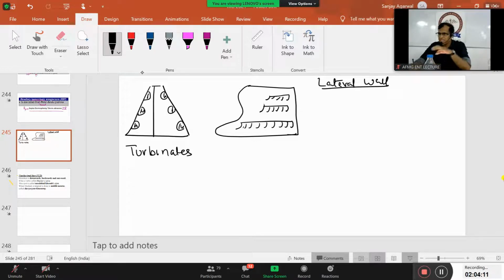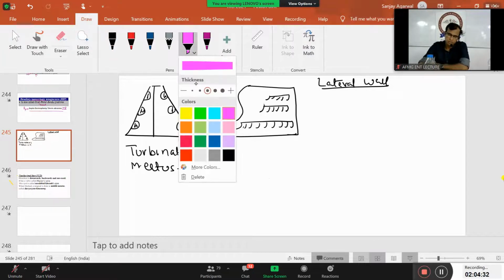The rest of the area on the lateral wall, what are they called? They are called meatus. Turbinates are three. How many meatus? Four. Four meatus.